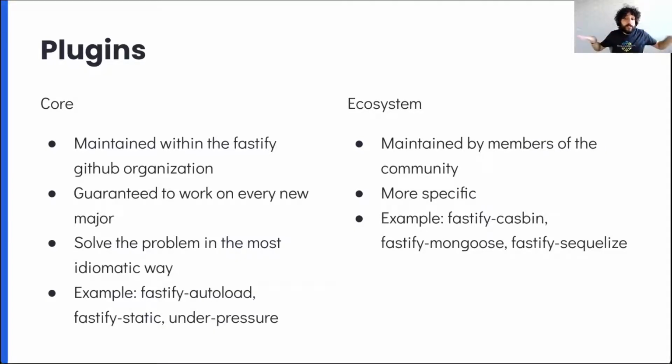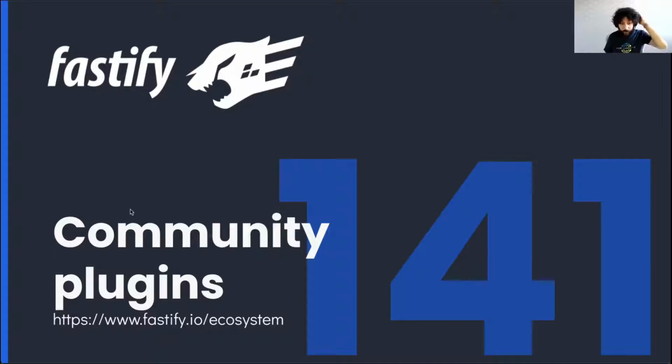The projects in the ecosystem are maintained by members of the community. For example, I wrote some of them that are very opinionated and things that I would not want to include in the org. So there are plenty. We have 141 of those. So you can just write one. To be honest, there is a good guide on the website.